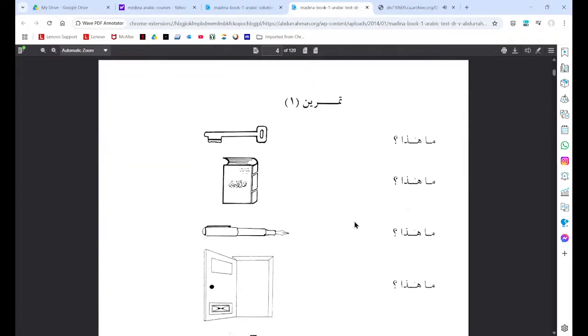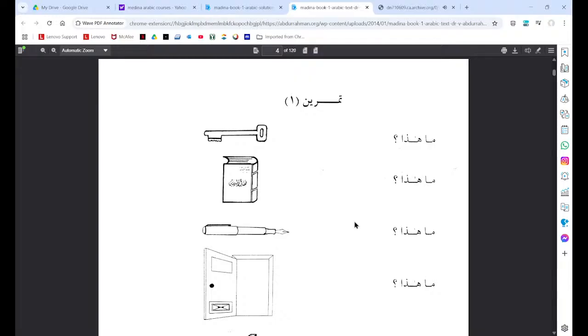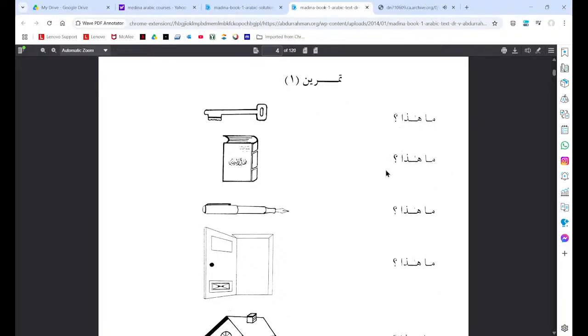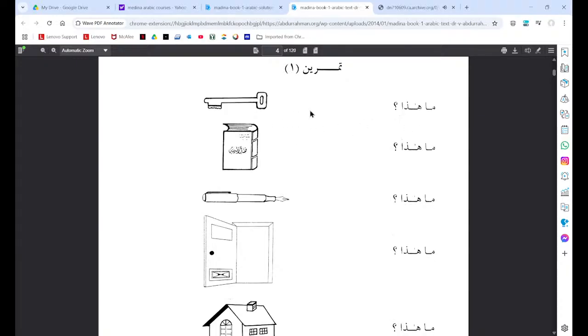This is going to be helpful and beneficial for you if you do the due diligence and write this out. This will help you, especially if you're new, if you're beginning. The more that you write, the more you will ingrain this in your memory. Tamreen al-awwal, the first exercise. So practice your writing. Practice speaking and practice writing.